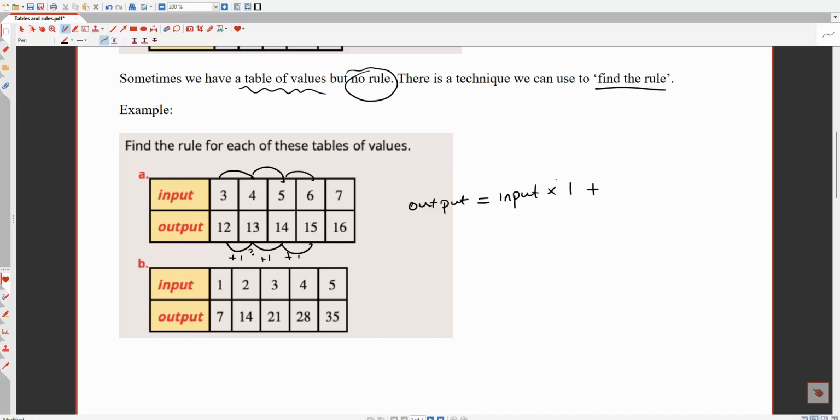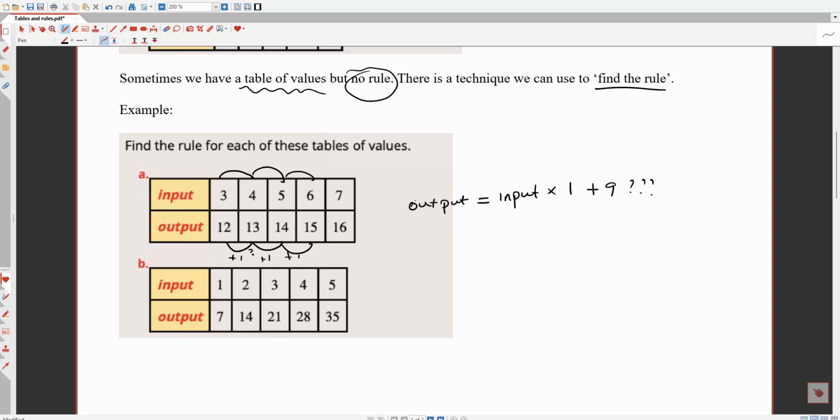Well, if we multiply the input number by 1, so we do 3 times 1, that's going to be 3. Now what needs to be added to 3 to get to 12? Well, I think that's 9. So we're going to say it's plus 9. So here is my proposed rule. All right, and I'm not sure whether it works.